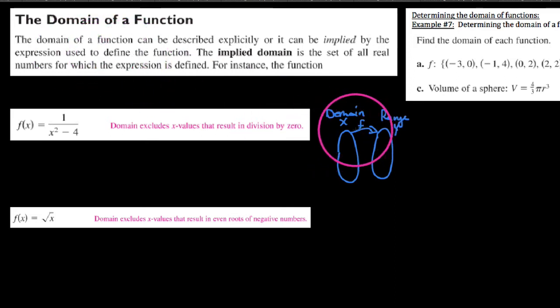So this rule that I'm talking about here that sometimes maybe restricts some x values, what we mean by implied domain is we're implying which values of x could not work just by looking at this rule.